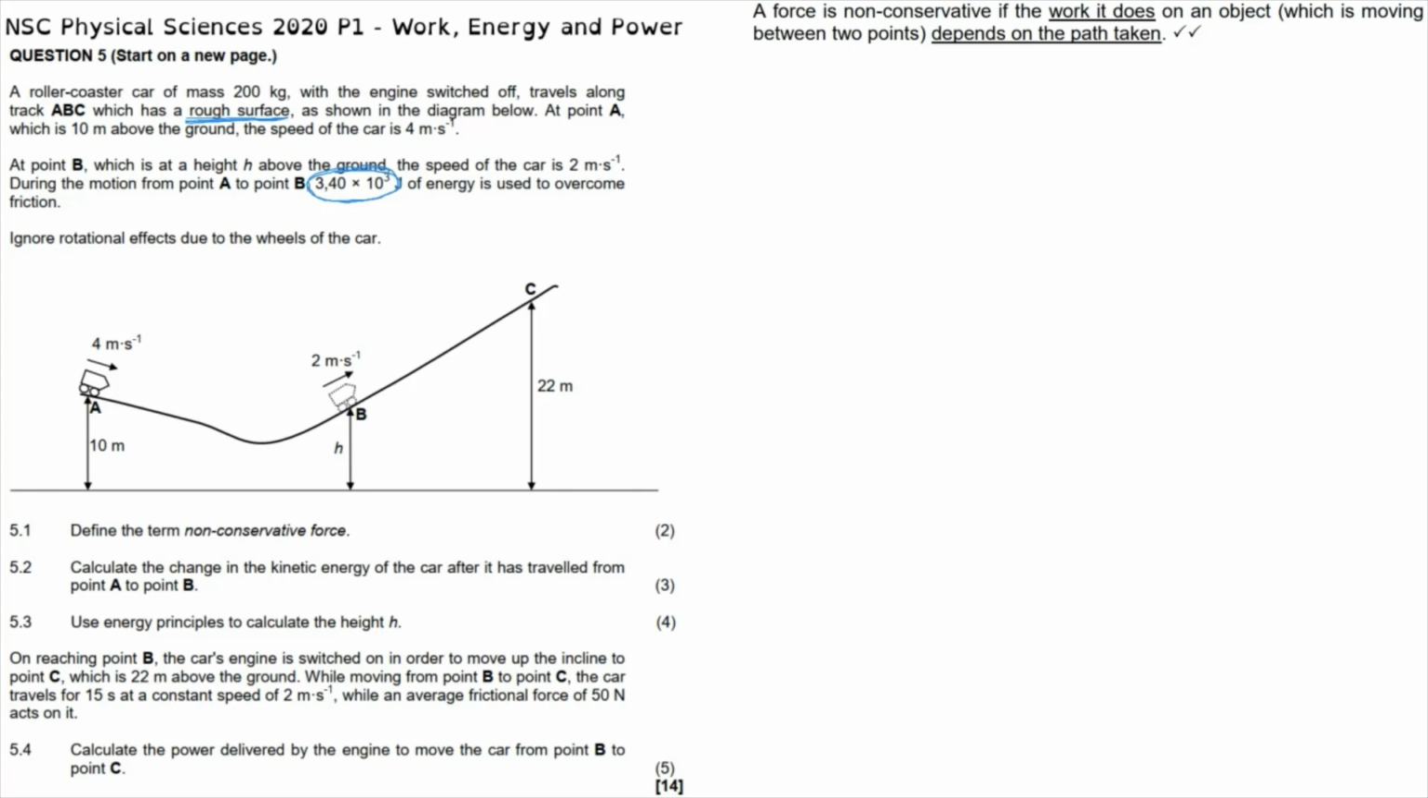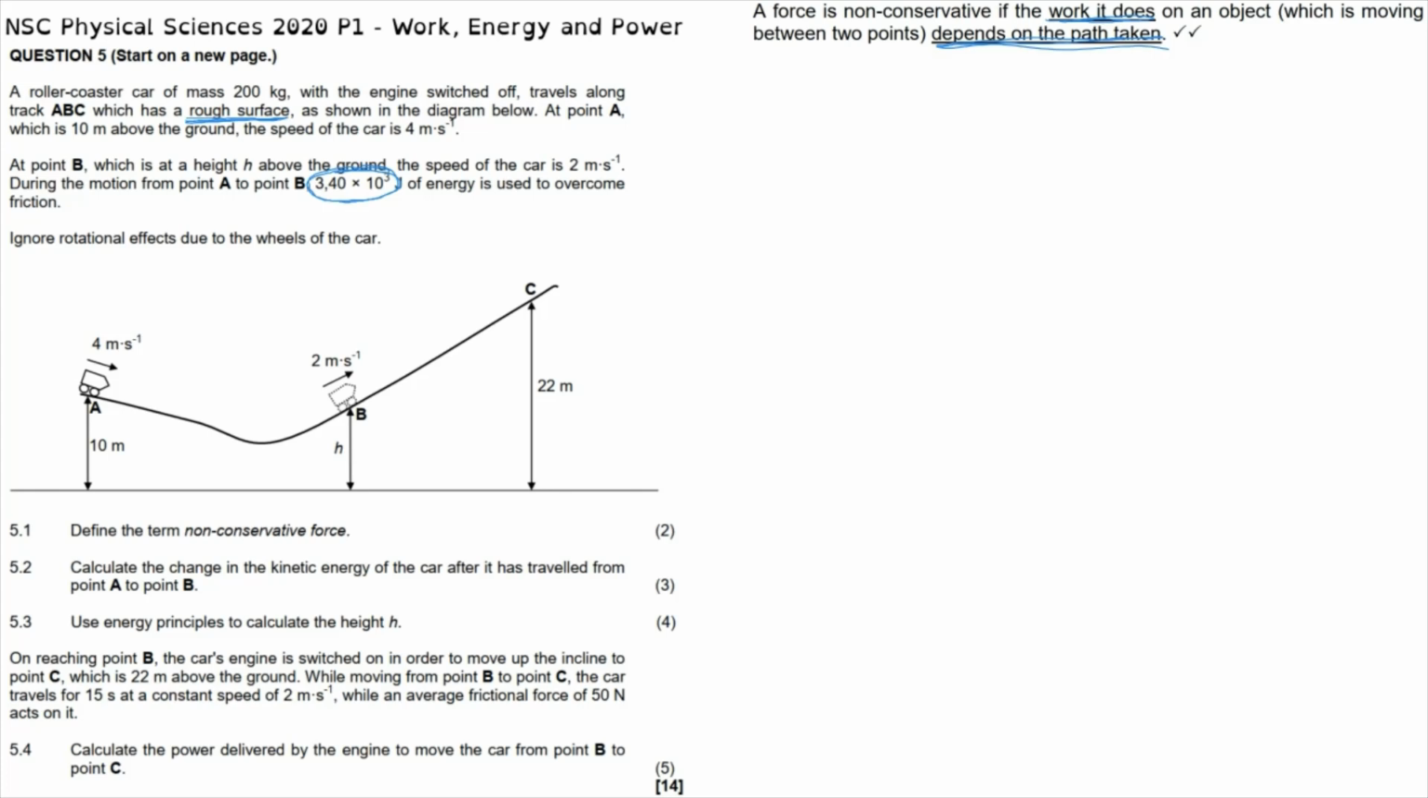Question 5.1, define the term non-conservative force, and the definition as it is given in the guideline document is that a force is non-conservative if the work it does on an object between 2 points depends on the path taken. And as we can see, the emphasis here is on the work that it does, and it is dependent on the path that is taken.